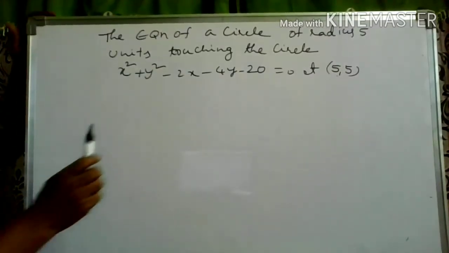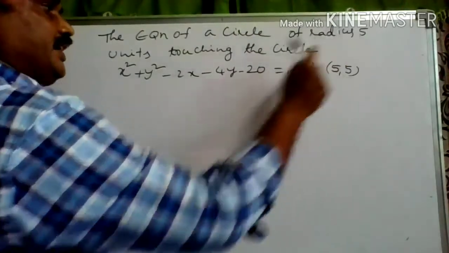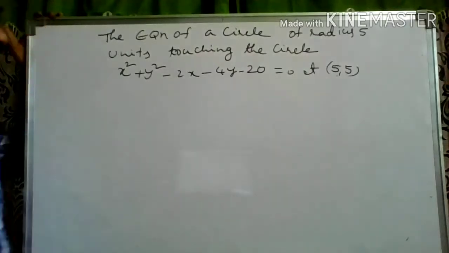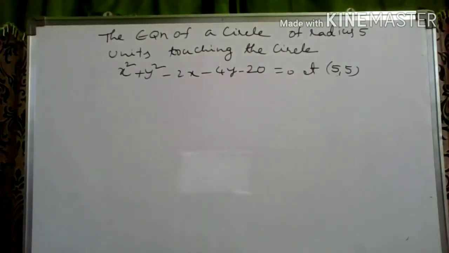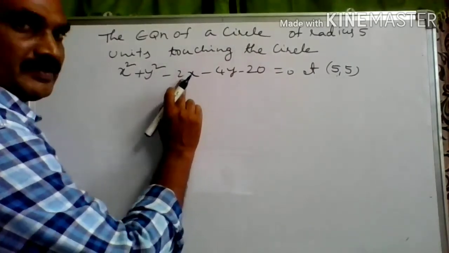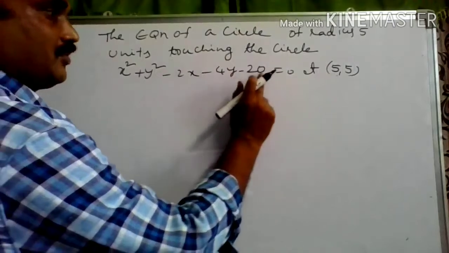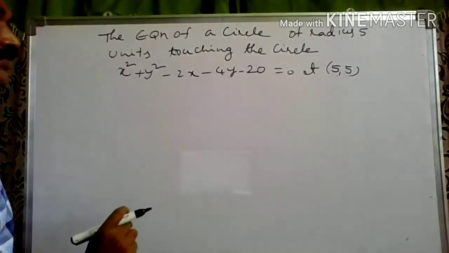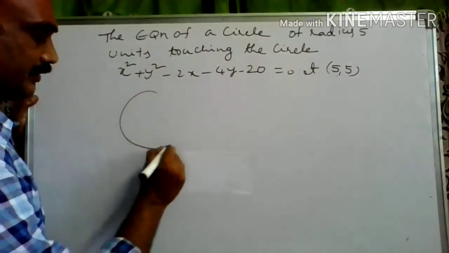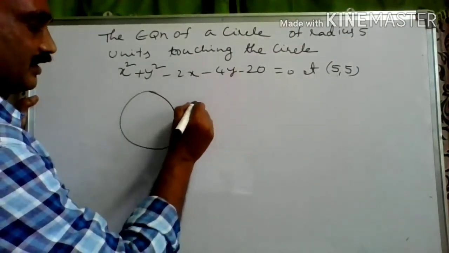Okay, students, next problem. The equation of circle of radius 5 units touching the circle externally, touching another circle, touching the circle x square plus y square minus 2x minus 4y minus 20 is equal to 0, at 5 comma 5. The equation of circle of radius 5, touching another circle.